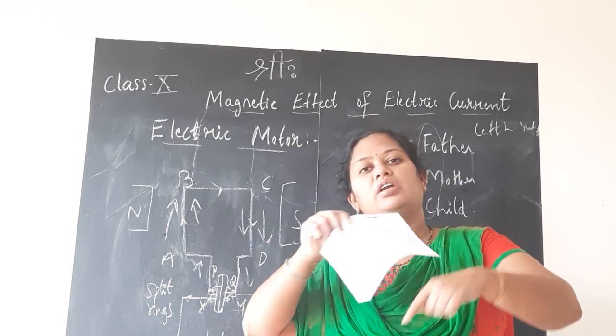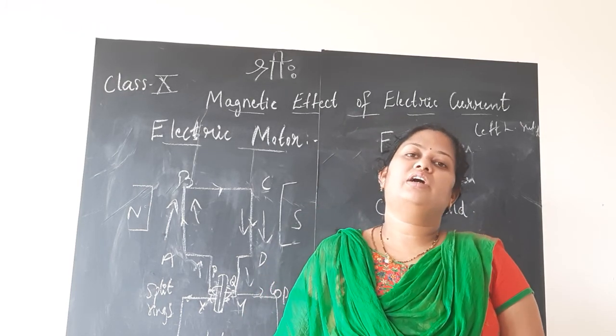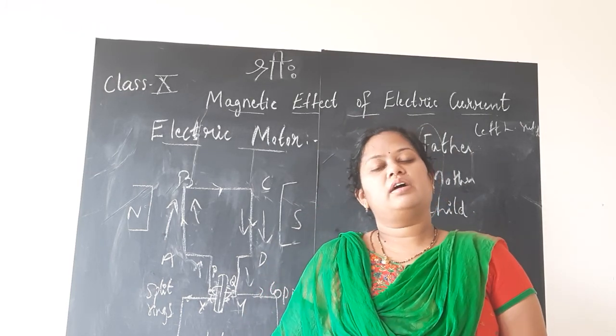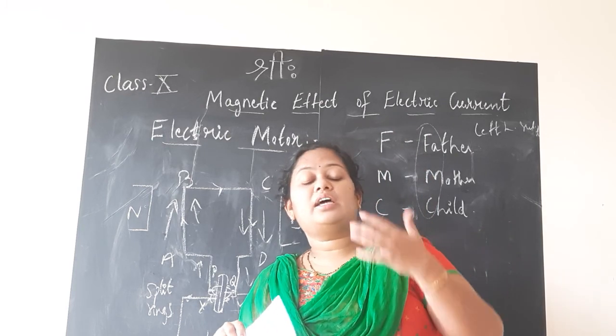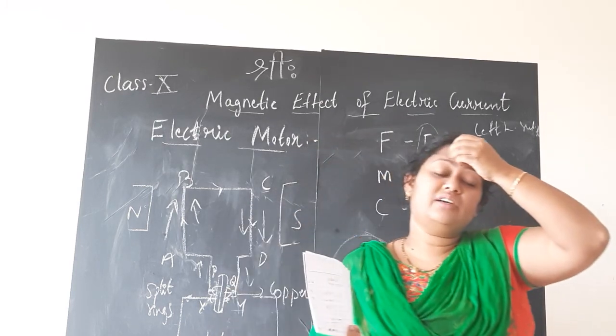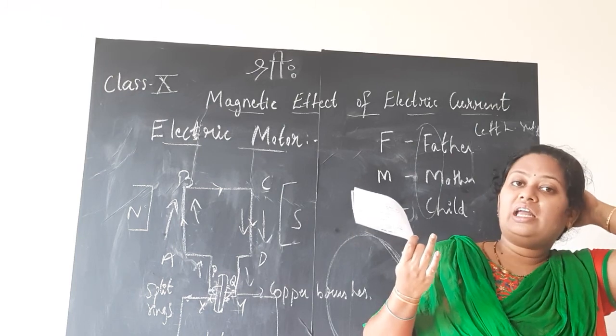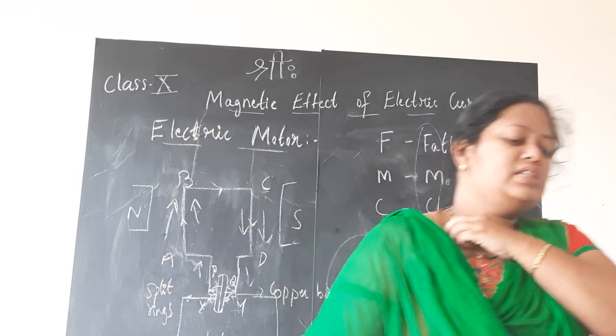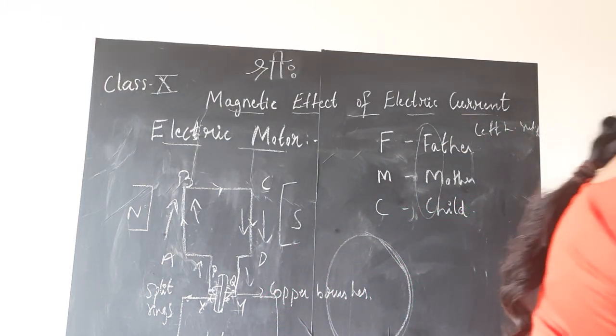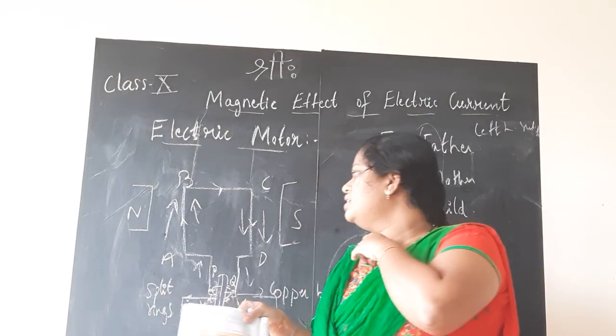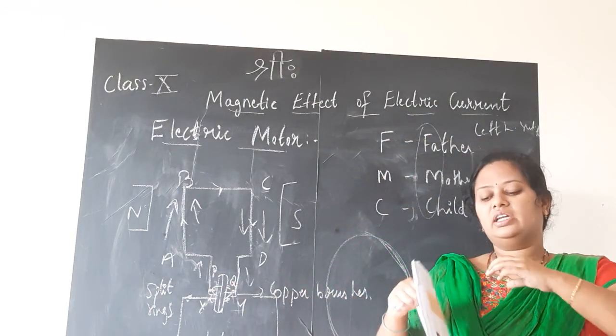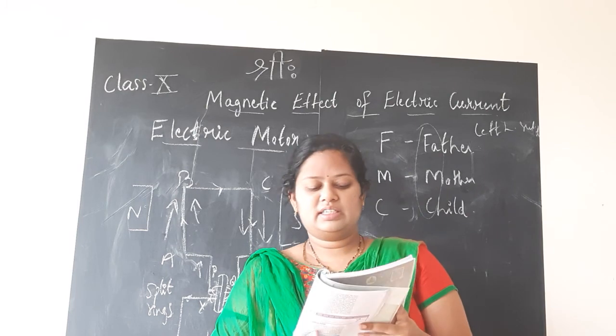This is how the rotation of the electric motor takes place, and you can observe that type of motion in mixer grinders or in table fans, children. So this is how the electric motor works, and these are the different parts of the electric motor. Now let us read the textbook.